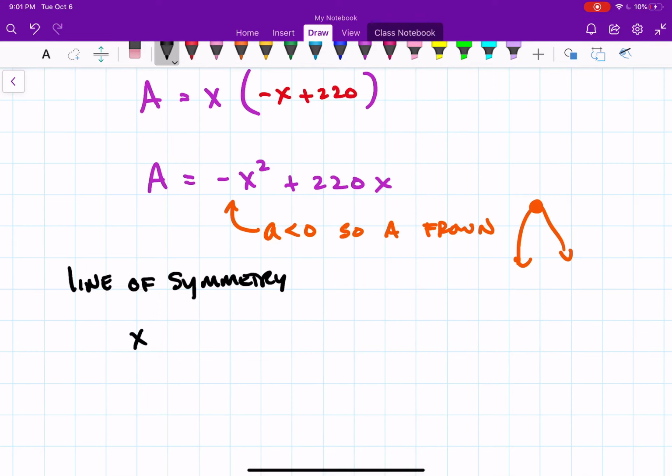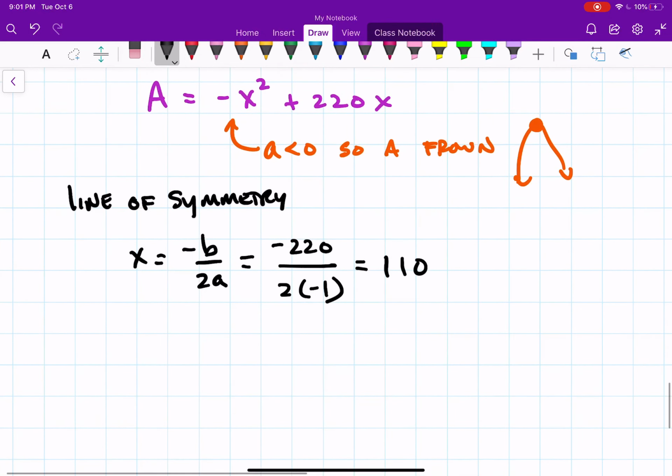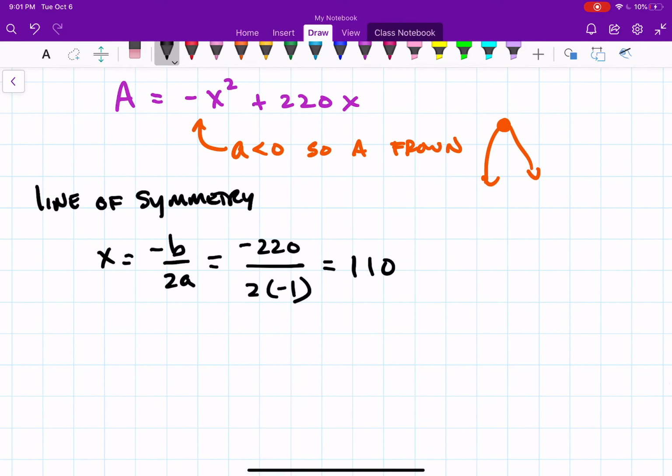Right? X is equal to negative b over 2a. Okay? So this will equal to what? Negative 220 over 2 times negative 1. So that's going to give me what? Positive 110. So that's my x value.